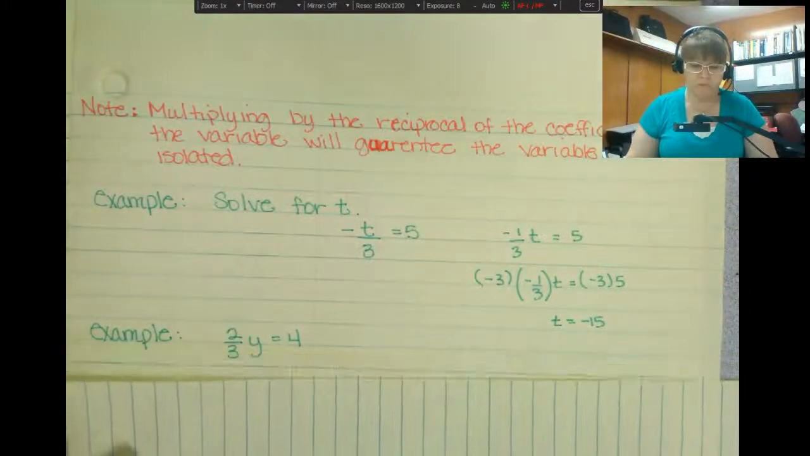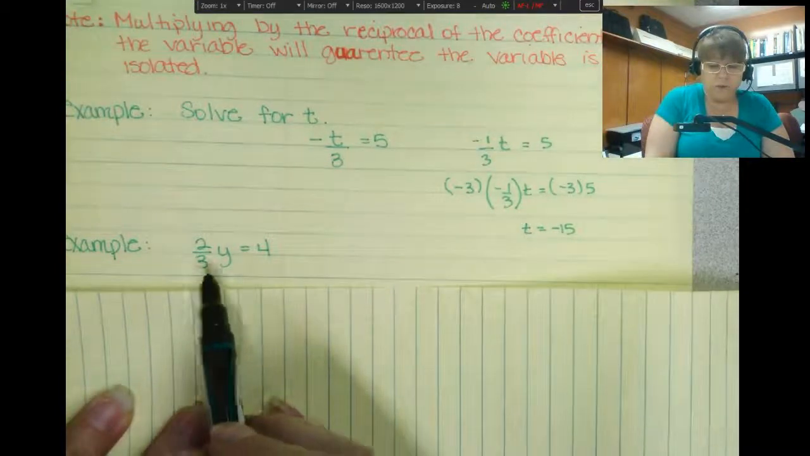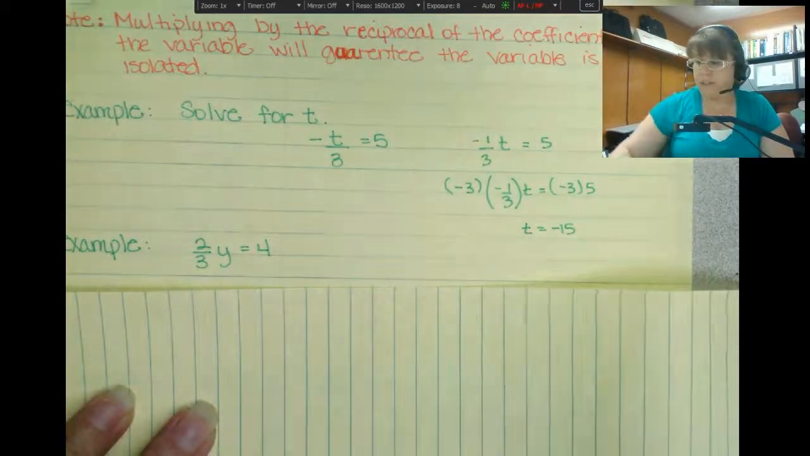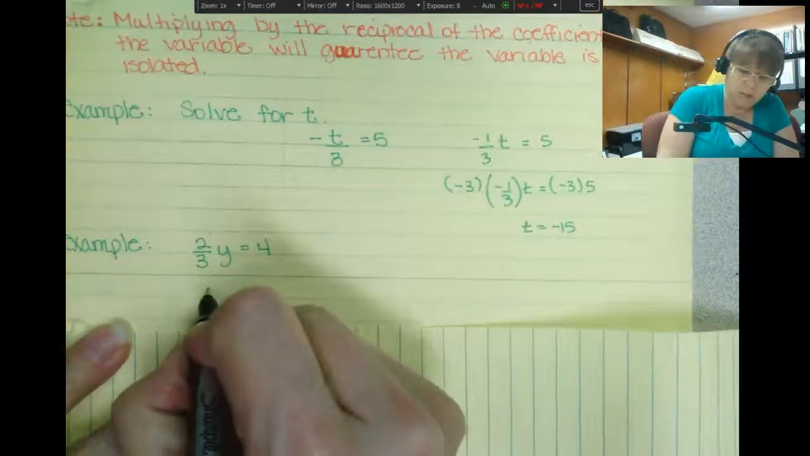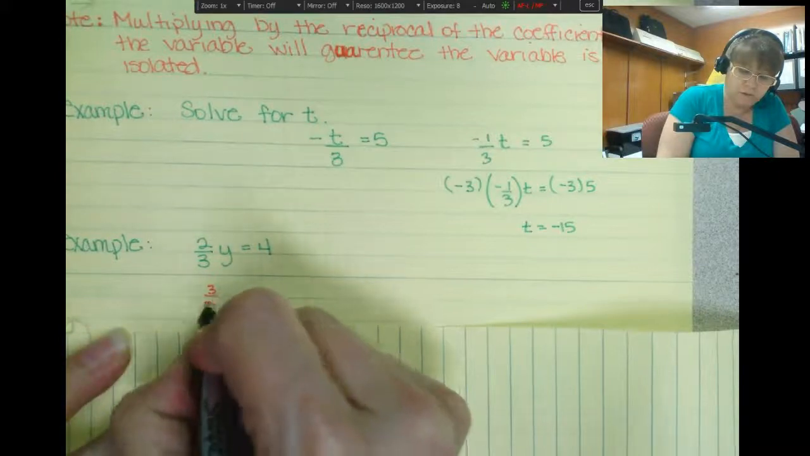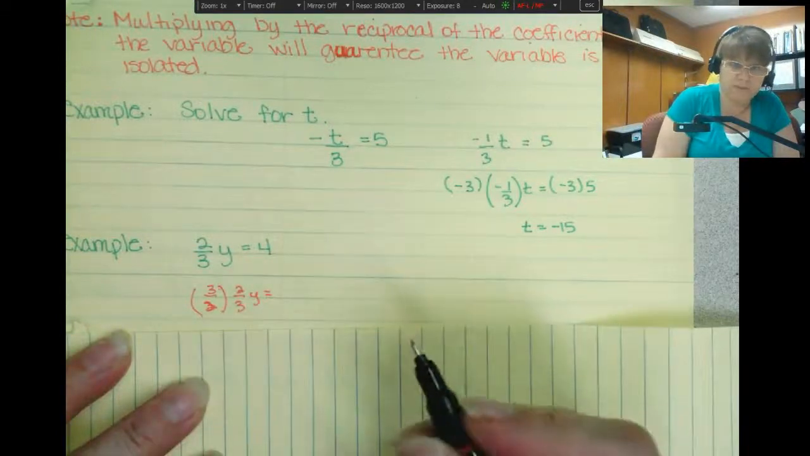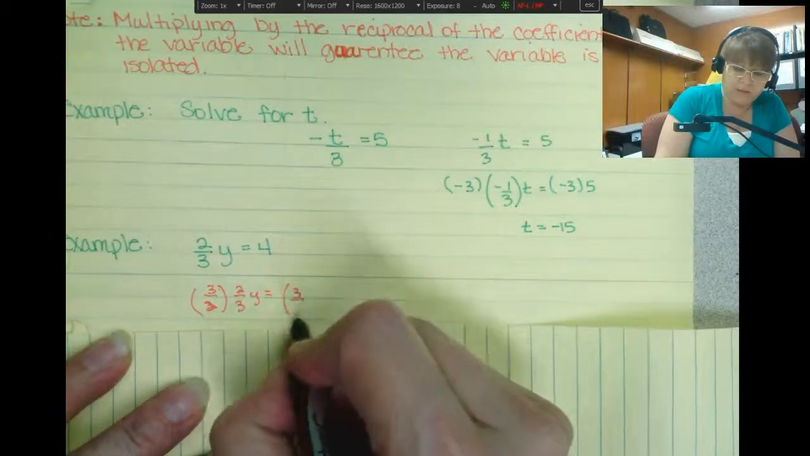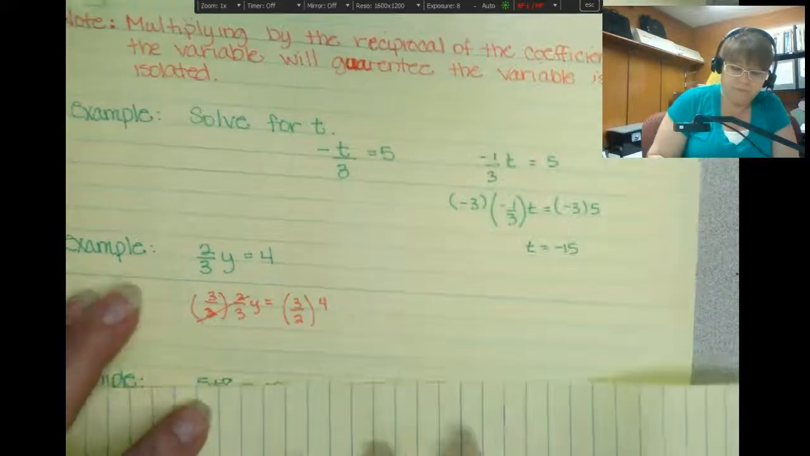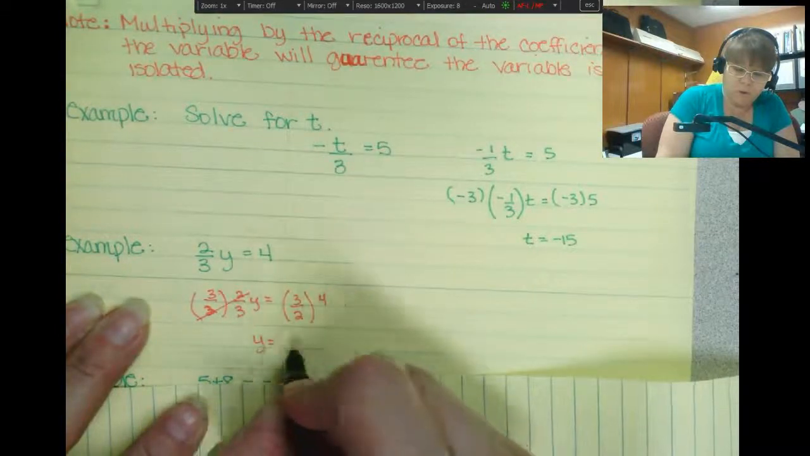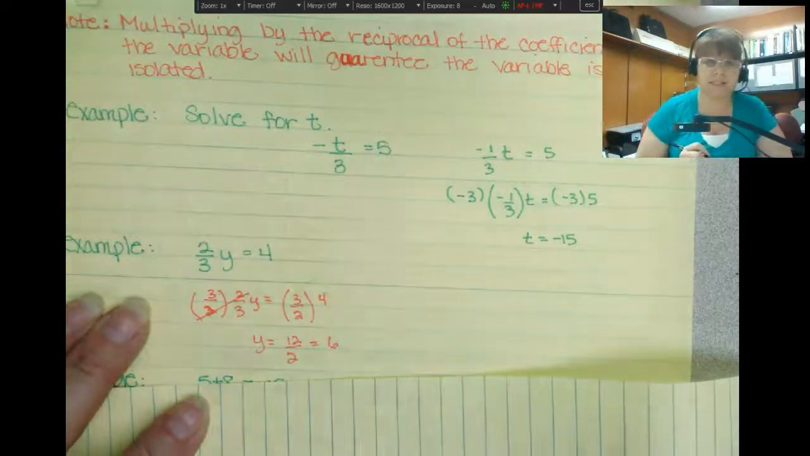Let's try another problem with fractions here. 2/3 y equals 4. Now think about what the reciprocal of 2/3 is. And if I multiply both sides by its reciprocal, it is 3/2. So multiply 3/2 on both sides of the equation. I am left with y equals 12 over 2, which reduces down to 6.